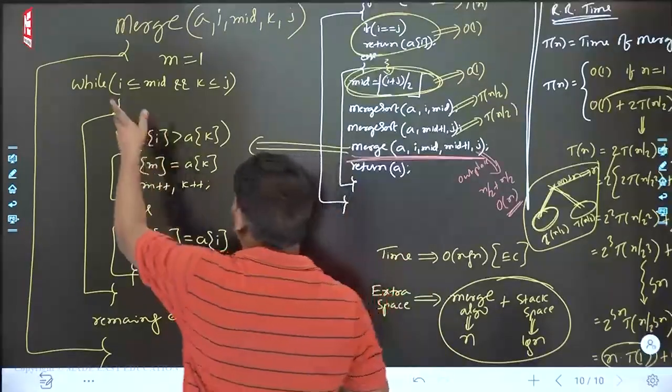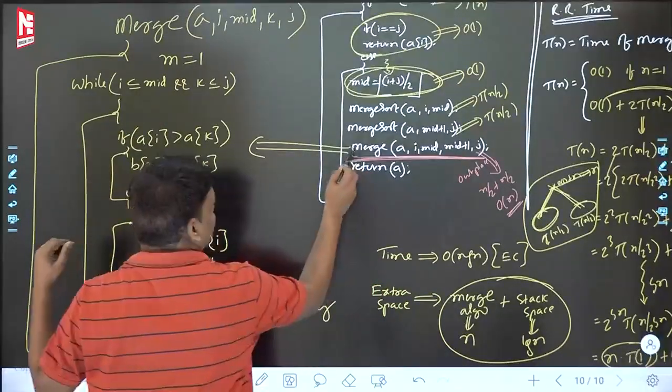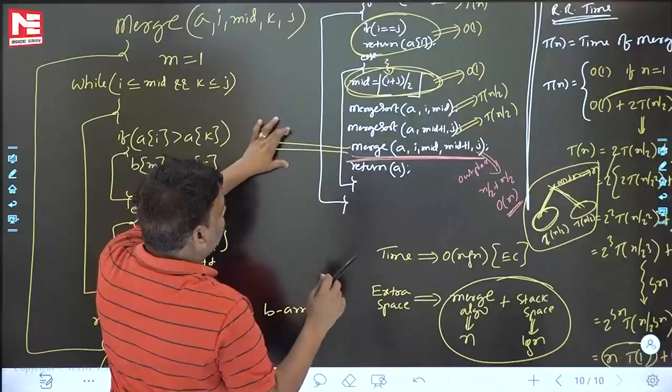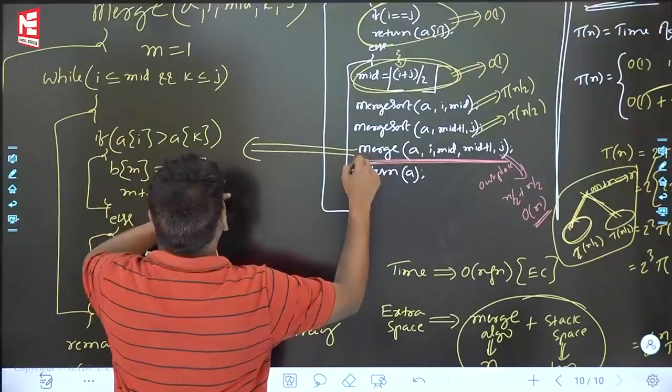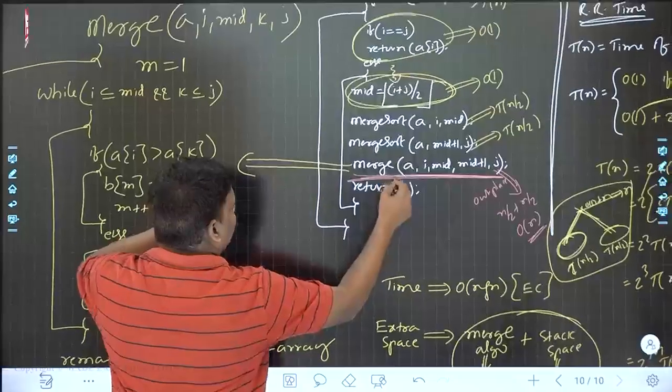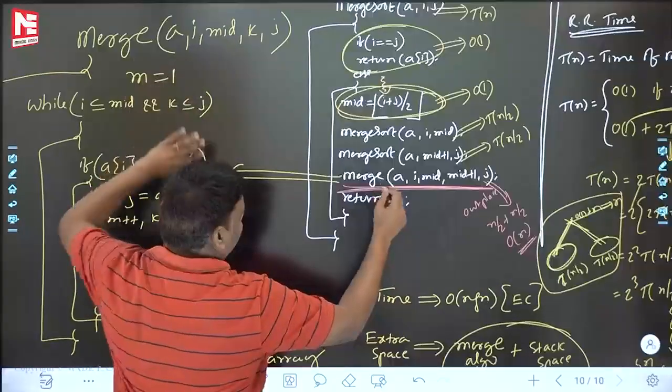From where is the merge algorithm called? From here. See this, from here, merge. If you want, you can make it large also. Merge algorithm is called from here. Can you say what the first parameter is? Array.